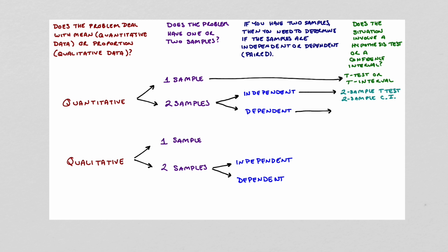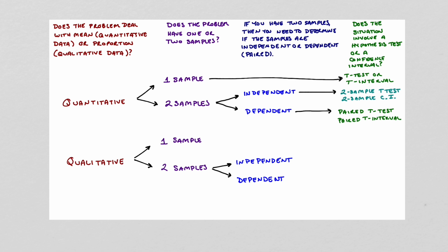So for the next one, if it's quantitative, we have 2 samples, but it's dependent this time, then we would opt to do a paired t-test for a hypothesis test, or we're going to do a paired t-interval for our confidence interval. Moving right along. So we've covered all the quantitative options.